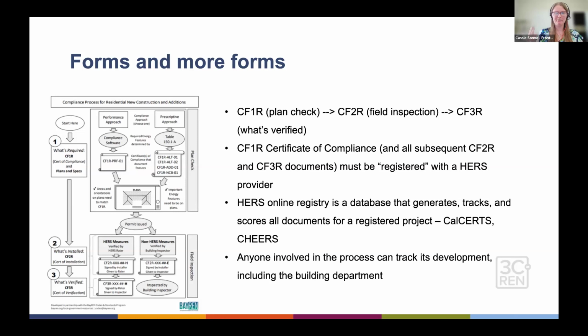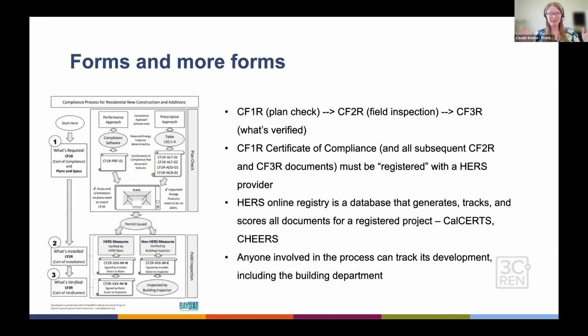The registered compliance documents typically contain a unique registration number, date and time, and the name of the HERS provider at the bottom of each page. So that tells the building department that the documents are registered properly. If any changes occur to the scope of work, the CF1R will need to be revised, registered, and resubmitted to the building department for approval.